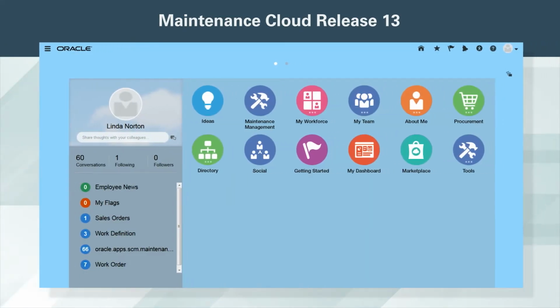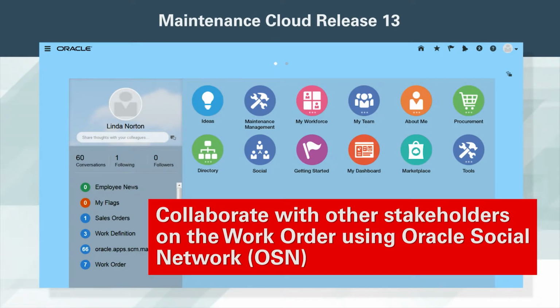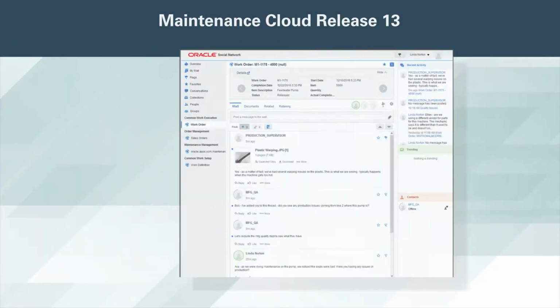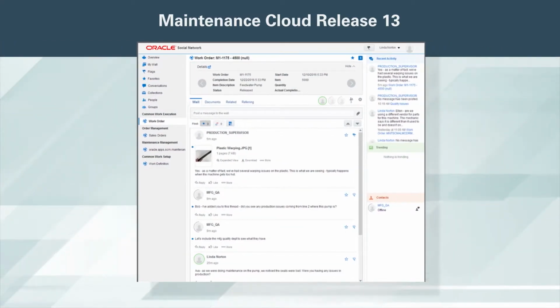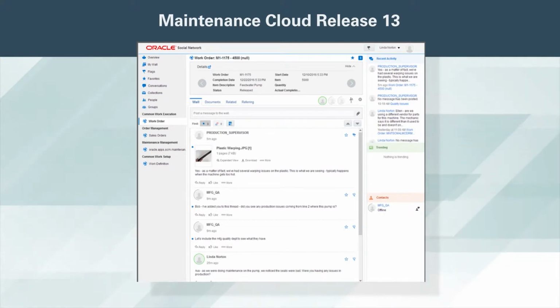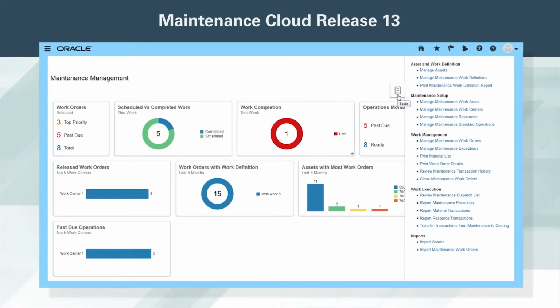As referenced earlier, the maintenance technician can also collaborate with other stakeholders on the work order using Oracle Social Network. Note the conversations and objects Linda is engaged in. Let's take a closer look. Without the need to pick up the phone or pick up her feet, Linda can reach out to operations to update them on the status of the work order. Or she may want to collaborate with procurement on a part. Note the navigator to the right, listing all the tasks available in Maintenance Cloud.